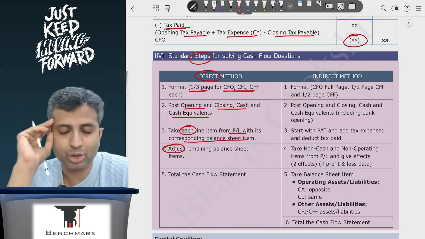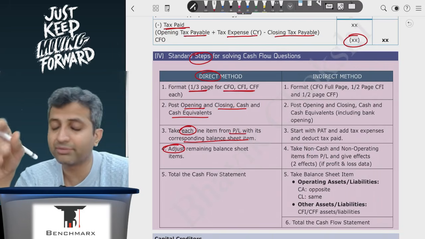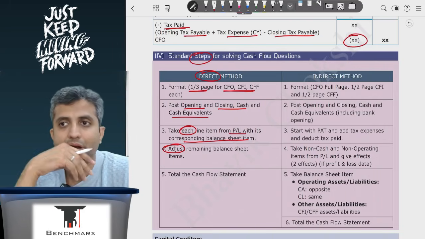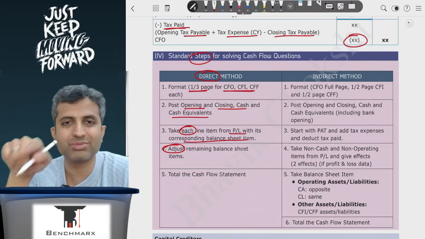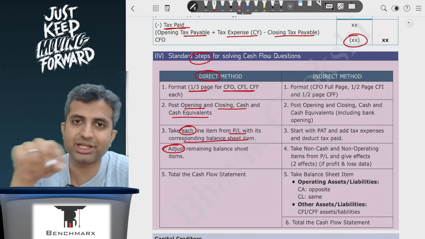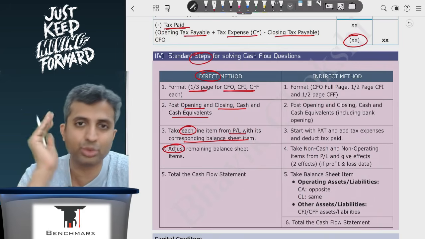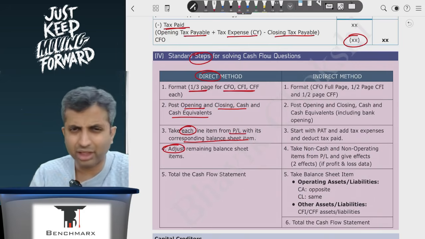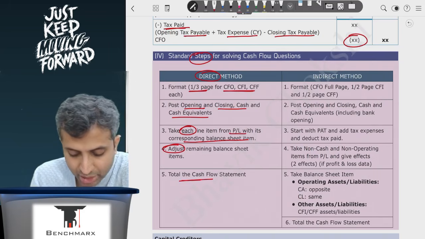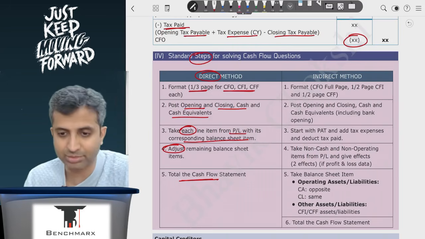That means 10 will be the depreciation. But if your depreciation is only 5, or if your depreciation is for example 20, then you will say ideally your closing should have been 100 minus 20, that is equal to 80. But if it is 90, then 10 must be new purchases. So you have done this a lot in your inter-CA, and then you total the cash flow statement. Pray to God that your cash flow statement tallies.